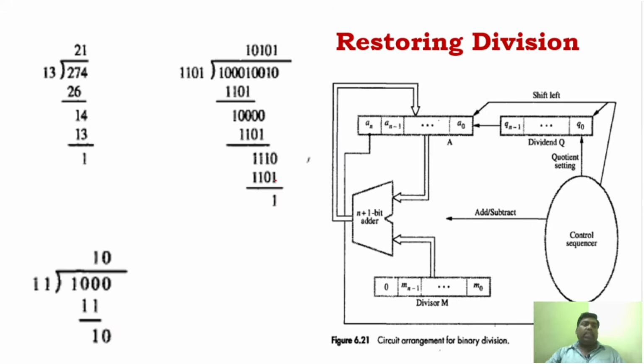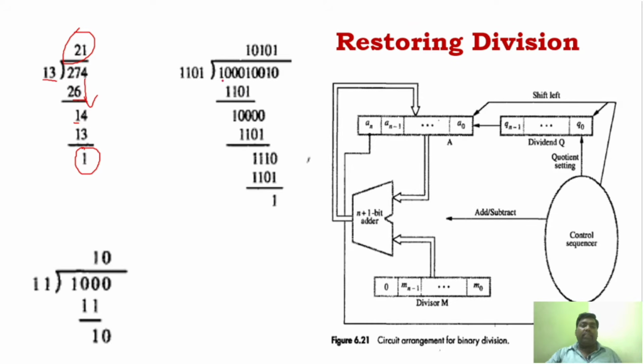Before going to restoring division, we'll just see the normal division which we do. This is the decimal division. So the divisor is 13 and the dividend is 274. I'll put 2 here, so it is 26, and the remainder will be 1. Then I'll bring this 4 down, and you normally know this. I put 1 here, so 13, the remainder is 1 and the quotient is 21.